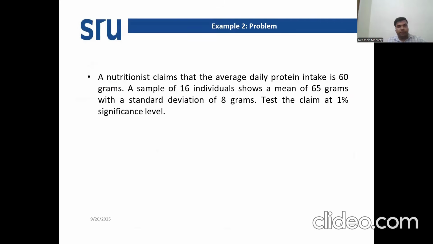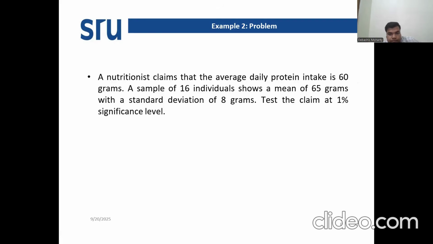So after this, coming to another problem. The problem is given. A nutritionist claims that the average daily protein intake is 60 grams. So try to read the question carefully, then we'll discuss. A nutritionist claims the average daily protein intake is 60 grams. A sample of 16 individuals shows a mean of 65 grams with a standard deviation of 8 grams.